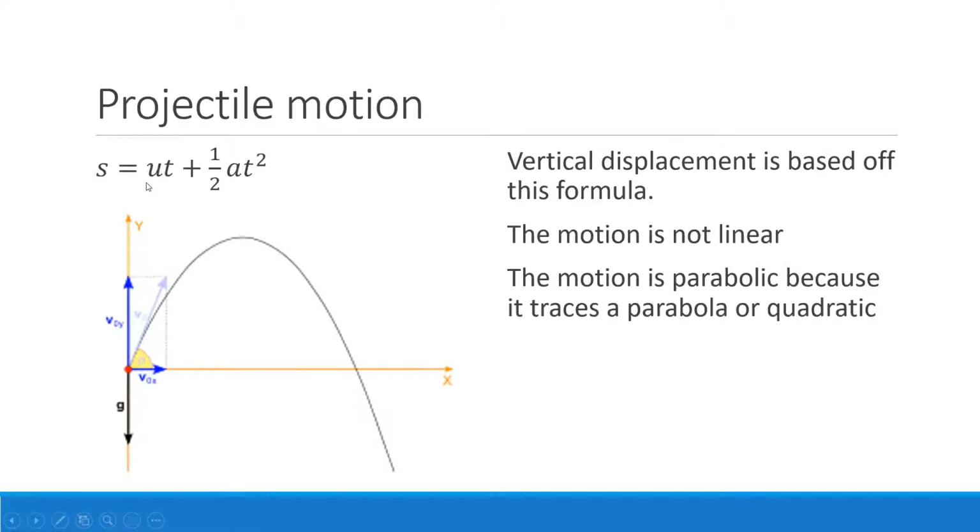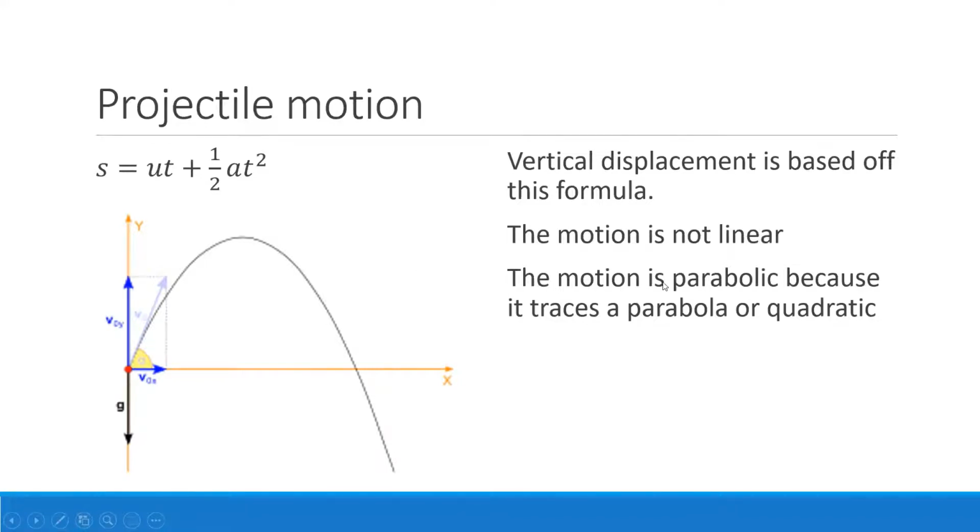This formula has the initial speed going upwards, and then a is going to be negative 9.8 because you're slowing down, right? And so therefore, the distance that you cover is going to be given by this. How long was it in the air for?